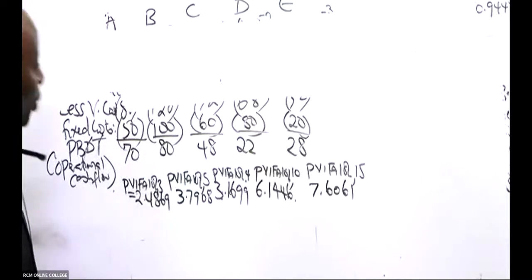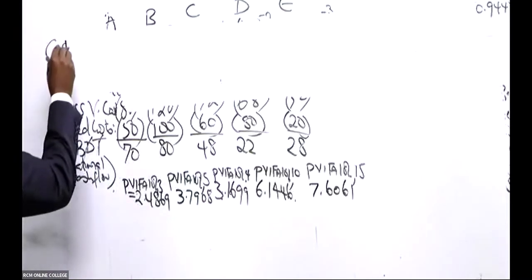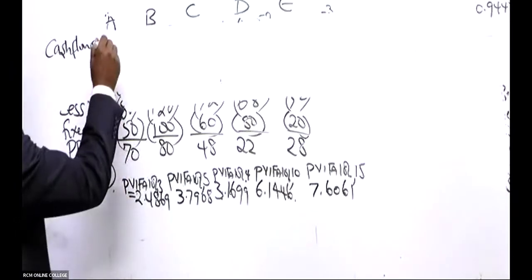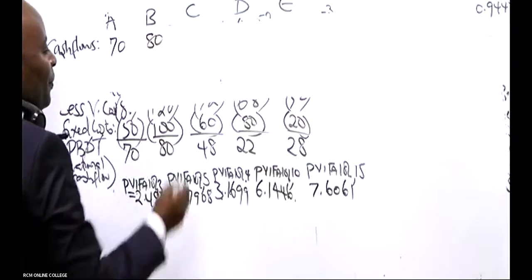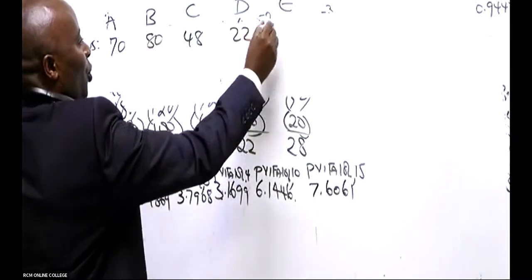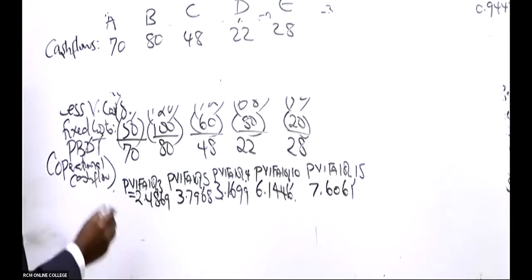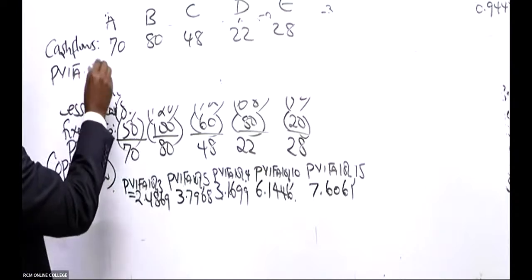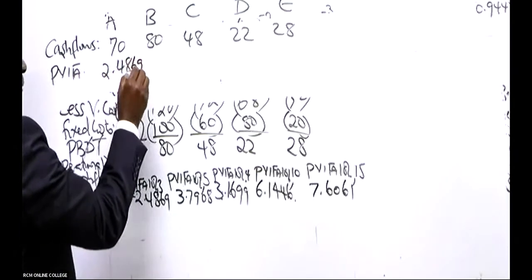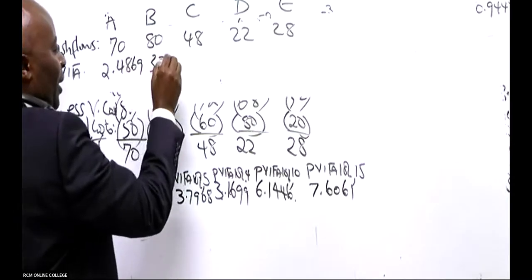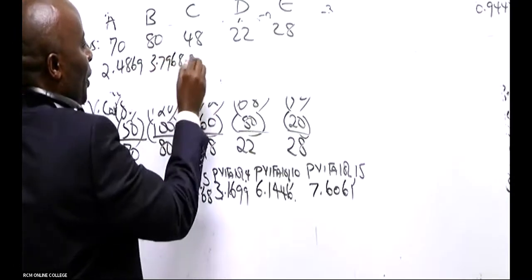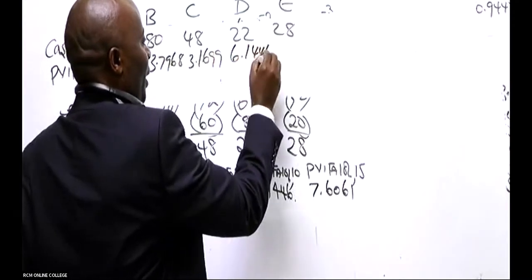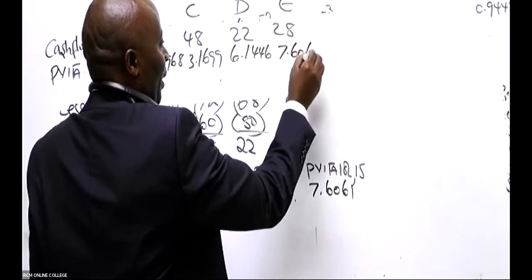So remember, already we have our cash flows. So our cash flows here are 70, 80, 48, 22, 28, like that. And then we have, in this case here, our PV factors first, which are 2.4869, 3.7908, 3.1699, 6.1446, and 7.6061.